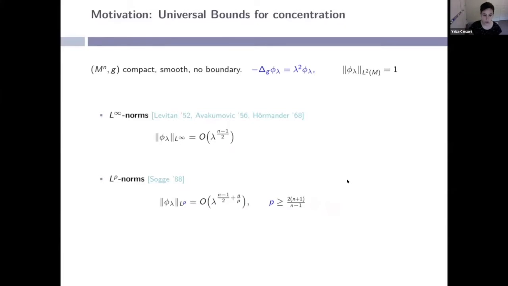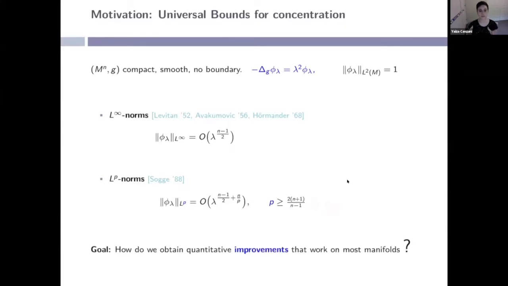Now, the goal for this talk is to obtain quantitative improvements that should work on most manifolds. So we want improvements on these bounds. And in general, we are going to make assumptions that are not going to be global on the geometry of the manifold in order to get these improvements.